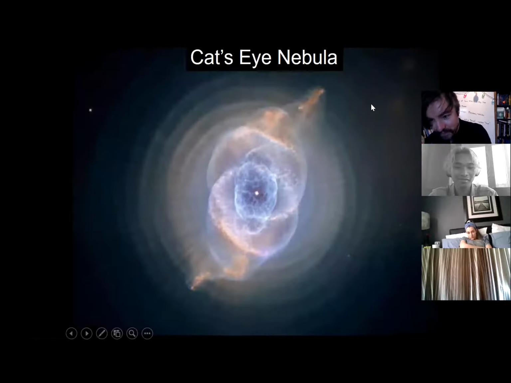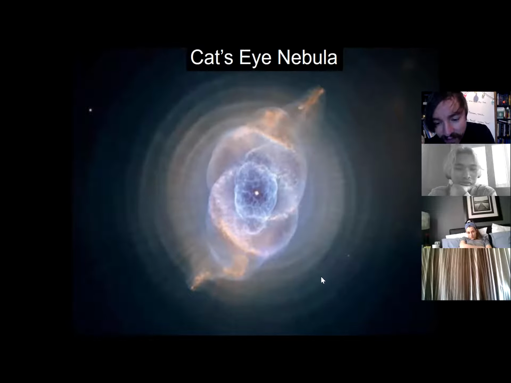Okay. Anyways, this one, I don't think this is a background star. I think that could be the light from the white dwarf. Sometimes you can see it, sometimes you can't. This is the Cat's Eye Nebula.